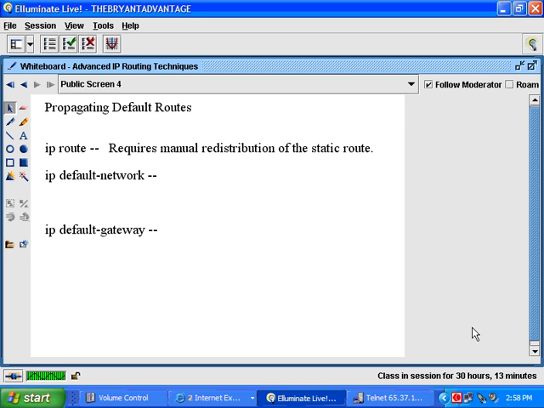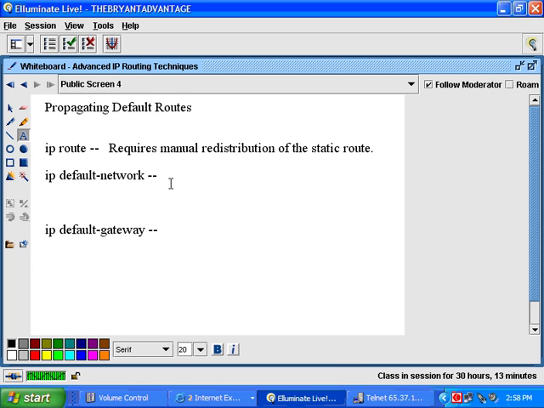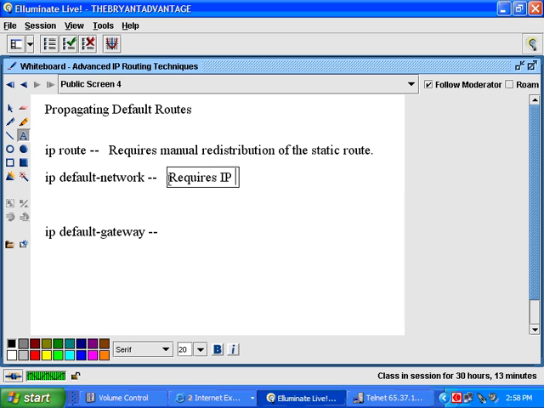So we could do that, but we're going to use the IP default network just to show you a couple of quirks with this command, because one key with the IP default network command is that it requires IP routing to be enabled. And you may think, well, just about everything we do on a Cisco router requires IP routing to be enabled, and that's true. I mention that here to compare it to IP default gateway in a few minutes.